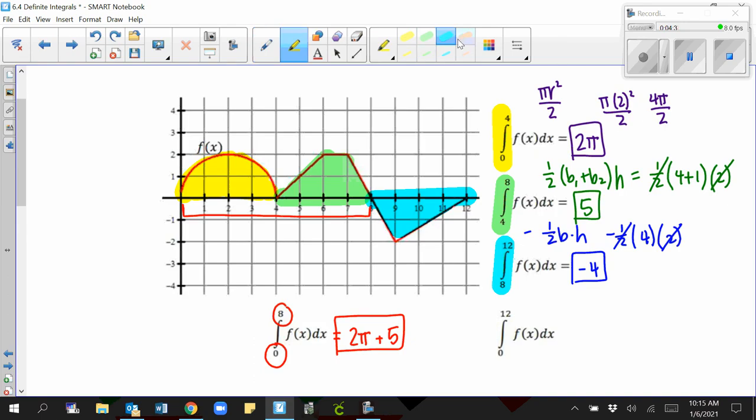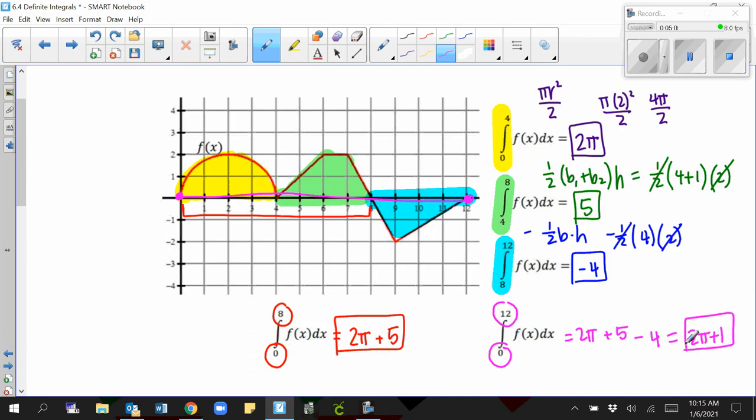And then our next one over here, it's from 0 to 12. So going from 0 over here all the way over to 12. That's all 3 of our shapes. So I'm going to have the 2 pi from the semicircle. I'm going to add the 5 from the trapezoid, and then I'm going to subtract the 4 from the triangle because it's below. So 2 pi plus 5 minus 4 gives me 2 pi plus 1. So my area for the whole thing is 2 pi plus 1.